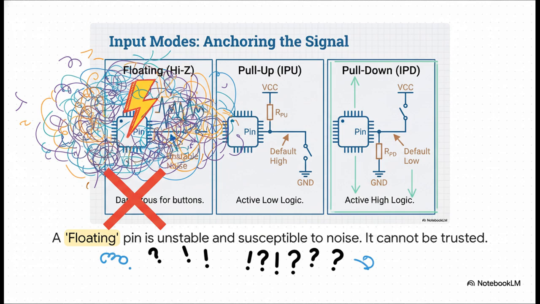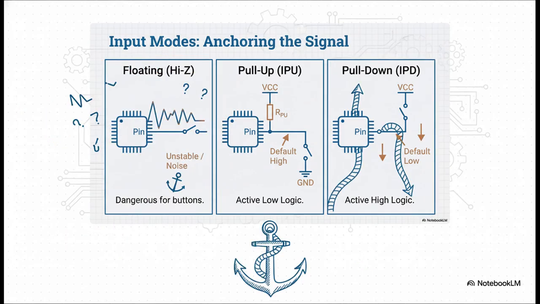Now, if you're trying to read something simple like a button press, a floating pin is a nightmare. It's totally unreliable. Your microcontroller is just sitting there completely confused with no idea what to think. So the solution's actually pretty simple. We have to give that pin a stable default state. We need to anchor it, and we can do that in two ways. We can use a pull-up resistor, which tethers it to our positive voltage, giving it a default high state, or we can use a pull-down resistor to tether it to ground for a default low state. Just like that, the pin has a predictable value when nothing's happening.